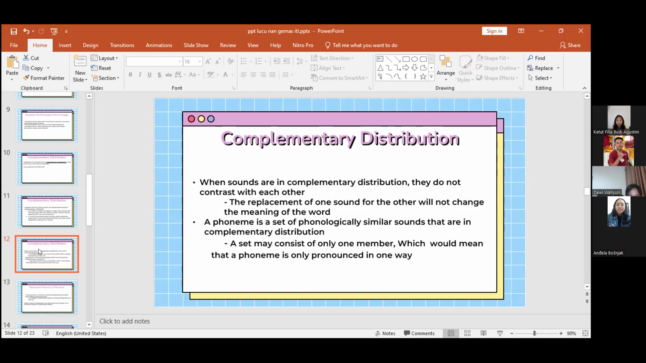And a phoneme is a set of phonologically similar sounds that are in complementary distribution. A set may consist of only one member, which would mean that a phoneme is only pronounced in one way. Next.